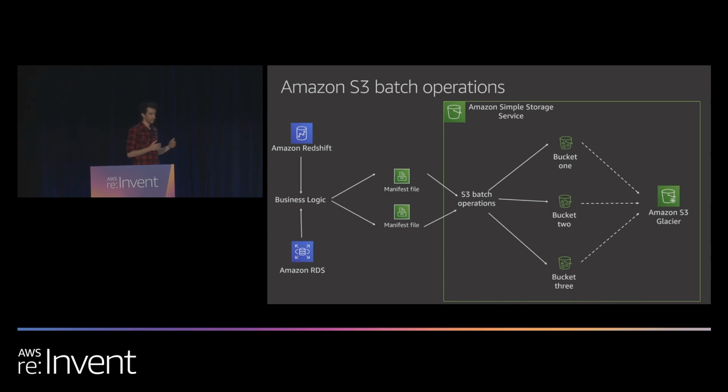In our particular case, again, continuing on with the same example here, we've got a bunch of objects in a few different buckets here. What we did was tag them. We applied a tag to all those objects, and then have a lifecycle rule to move those objects out to Glacier.